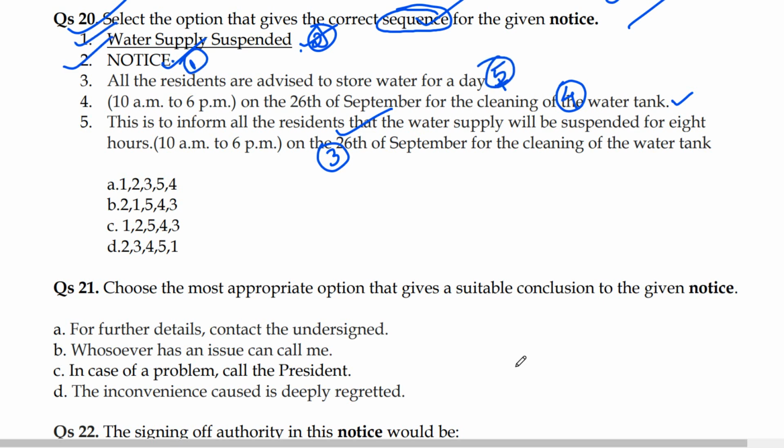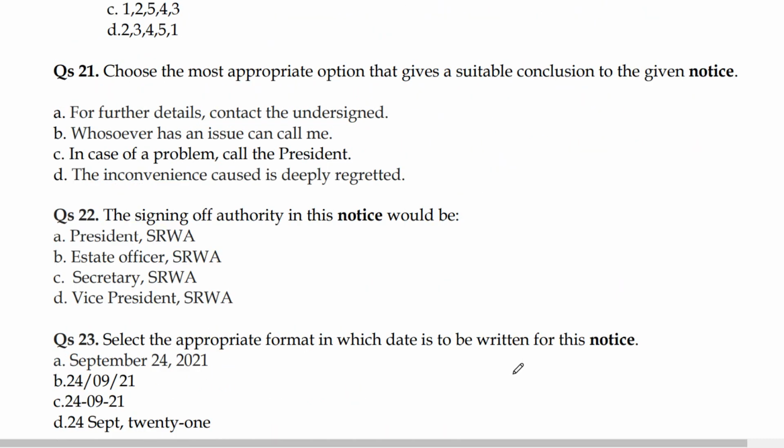So look at the order. 1 is 2 and 2 is 1 and 3 is 5 and 4 is 4 itself and 5 is 3. So B is the right sequence of things, and if the name of the society is given, it should come at the beginning. Don't forget it. First we have to write the issuing authority, the institute. Then we have to write the word notice in capital letters. Then we write the title. So this is the sequence that we have to follow when we write a notice. Don't forget the sequence. Come to the next question.